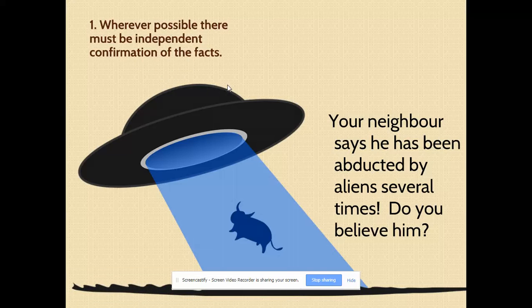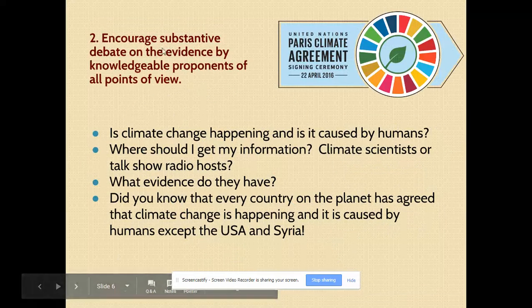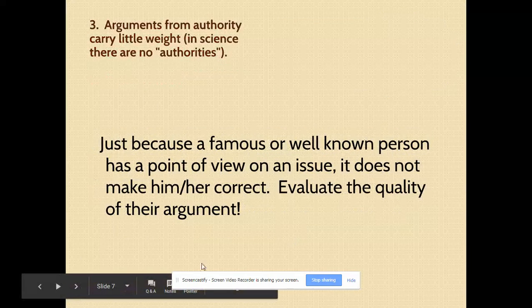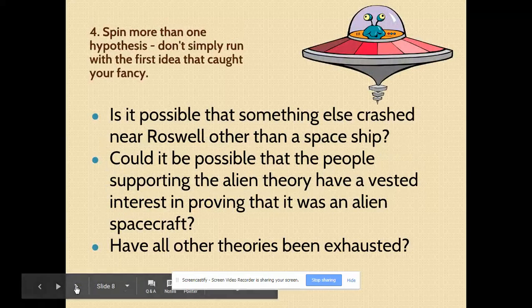So, for instance, when you're reading a story about how 9/11 never happened, that the Twin Towers were blown up by the United States government, you might want to consider the following things. Whenever possible, there must be independent confirmation of the facts. Encourage substantive debate on the evidence by knowledgeable proponents of all views. I've got some examples down here of each one of these different little ideas to keep in mind when you're reading information from a particular website.